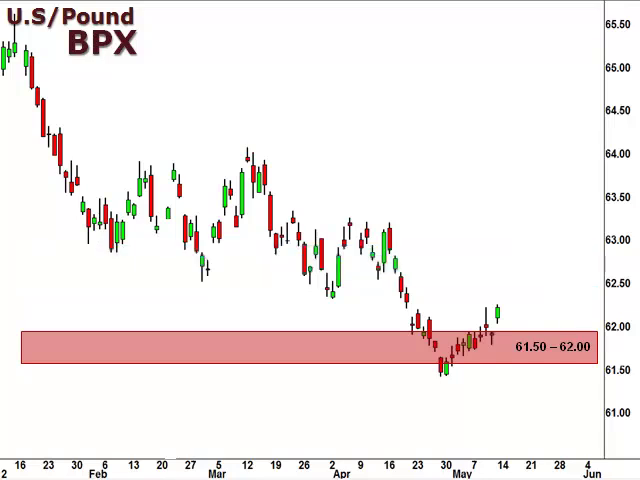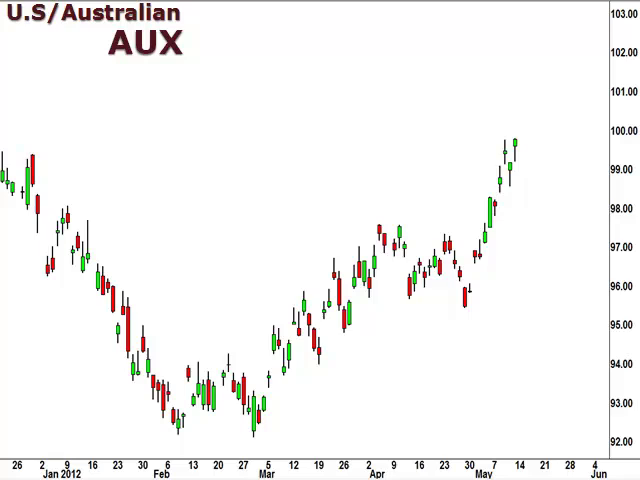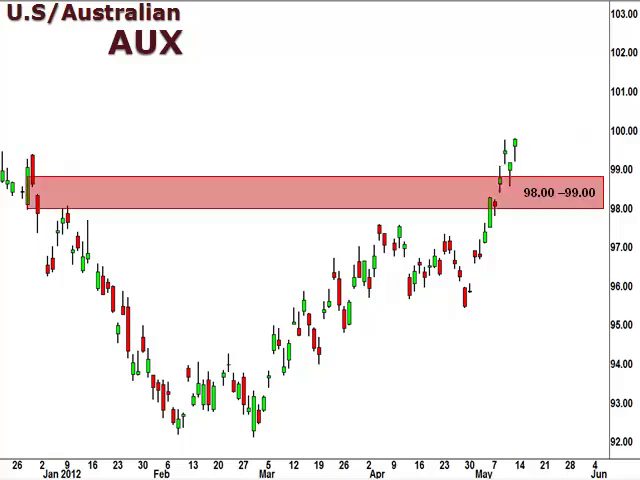Let's take a look at the US dollar versus the Australian dollar as seen here in the ISE FX options pair value AUX. Well, the AUX closed last Friday within the 99-100 resistance level, and the trend appears to be strong to the upside. However, we are open to a retracement back into the 98-99 zone after such a significant move last week.